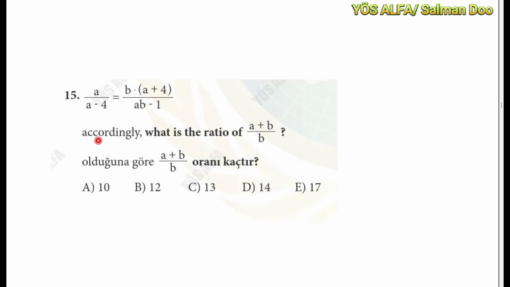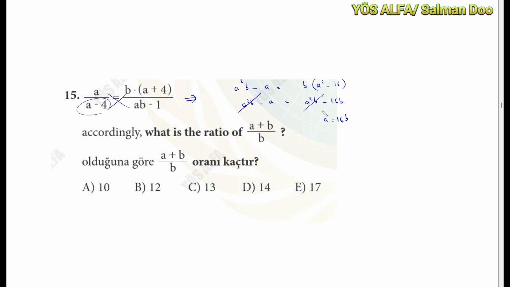Number 15. According to this equation given, what is the ratio of a plus b over b? So we will solve this equation. We'll cross multiply them. We have a squared b minus a is equal to, since we have a minus 4 here, a plus 4 there. The multiplication of these two will be a squared minus 16 times b. So a squared b minus 16b is equal to a squared b minus a. A squared b's cancel out each other. We have a is equal to 16b.